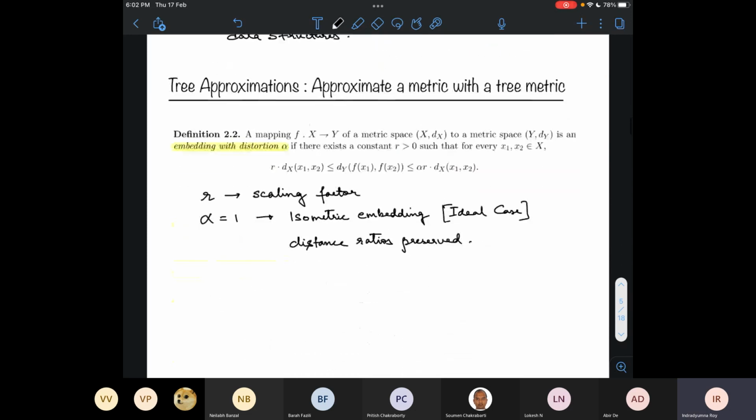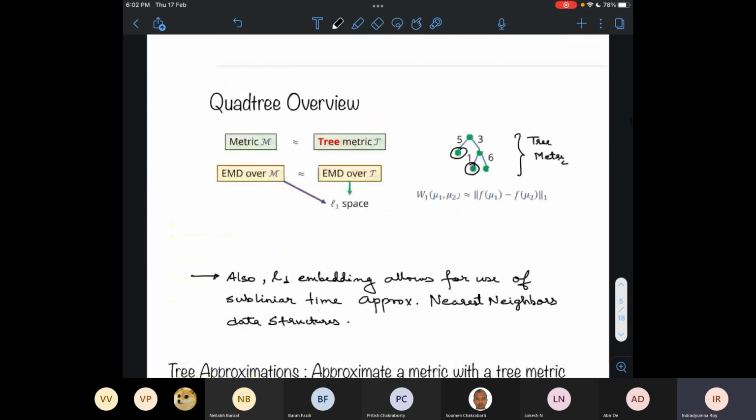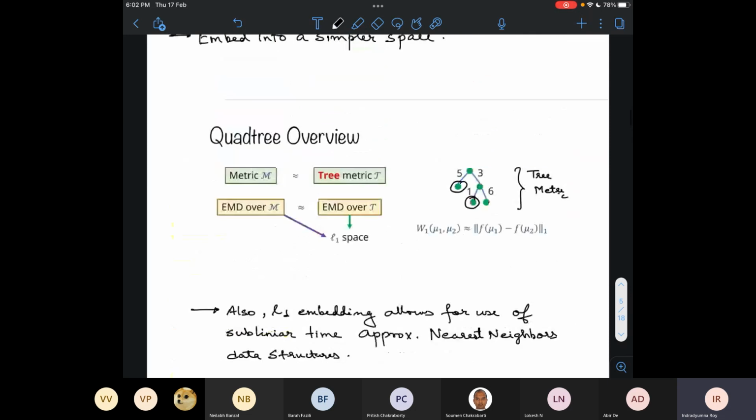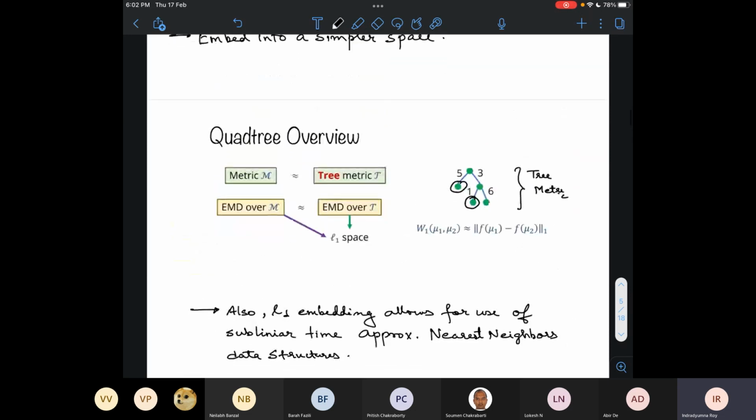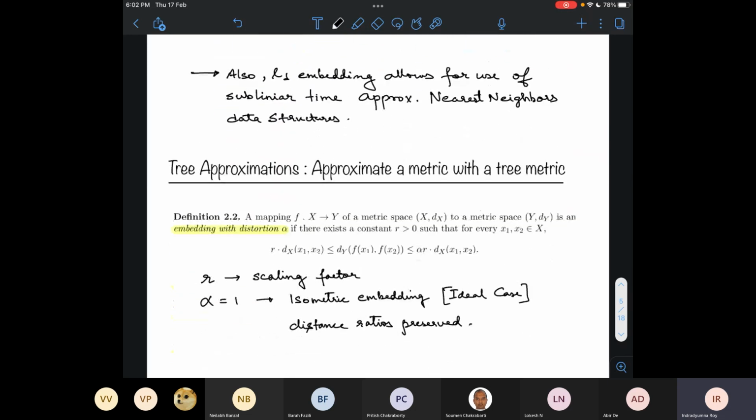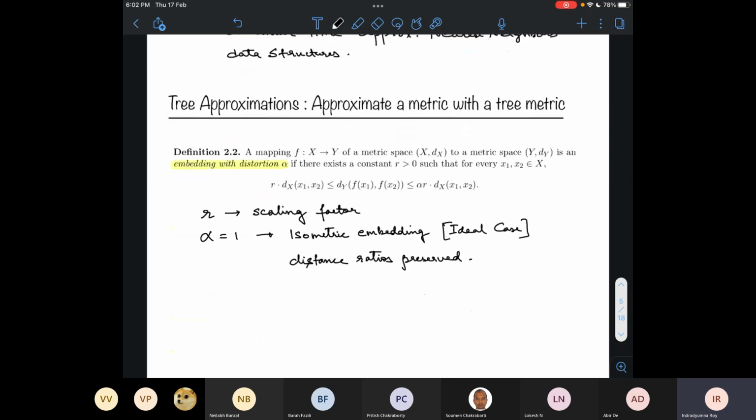So we are taking a brief detour now to refresh some of the definitions, and then we will come back to quad tree quickly. Like I said, there's a lot of theoretical work which deals with approximating any arbitrary metric into a tree metric. So how good is any such approximation? That is given by the distortion.